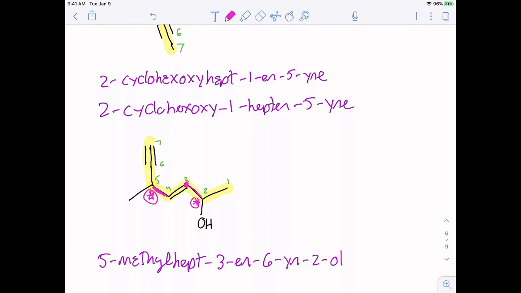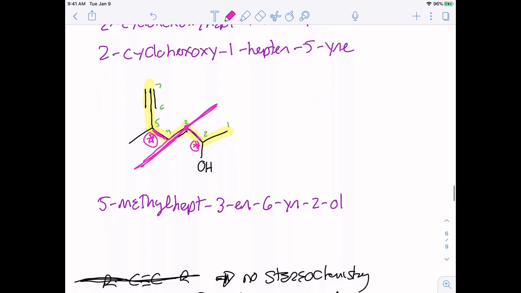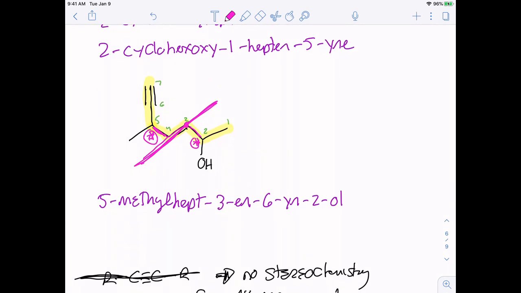Hydrogen's never, just like when we were doing R and S, right? We're using the same rules. My hydrogen was always the lowest priority group, so that's never going to be my highest. And then when I split this right down my bond, that double bond, those two highest priority groups are opposite, so this one is E. And then that name would actually go right in front of it.